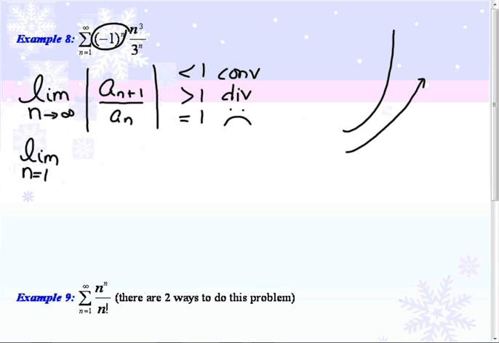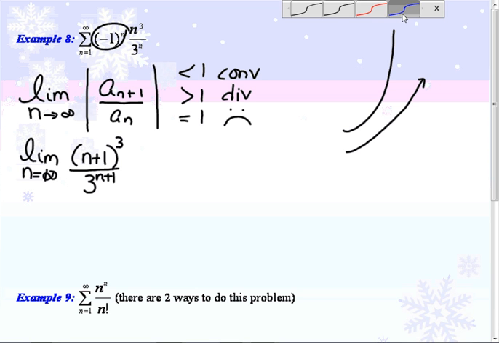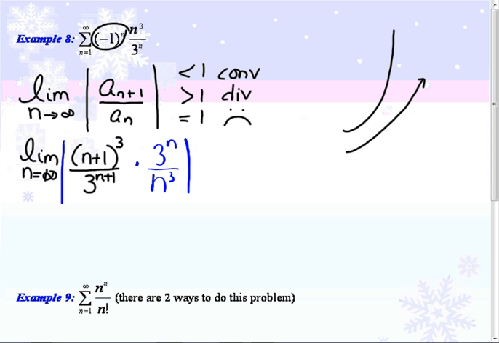Now, what I'm going to do is shortcut a little bit. It's n plus 1 cubed over 3 to the n plus 1. Now, I'm going to divide by n cubed over 3 to the n, but that's the same as multiplying by the reciprocal. So it's 3 to the n over n cubed. I don't want to do all those complex fractions. Dividing by this is the same as multiplying by its reciprocal. And every single problem is the same way. You're just going to change it.